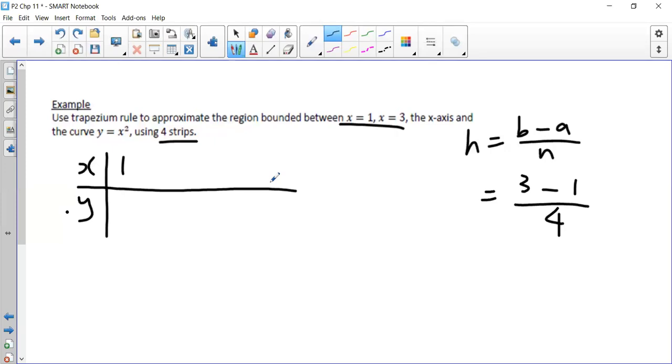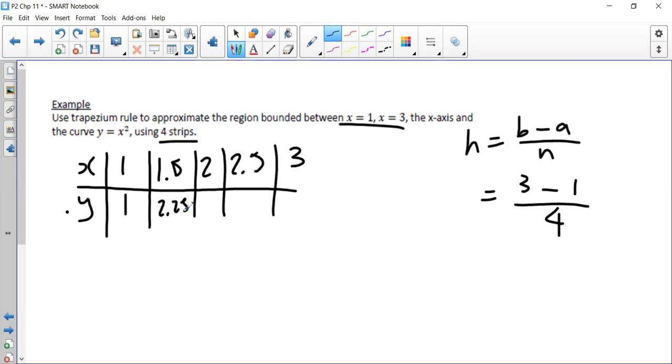Usually, the exam will have given you the table to fill in, or sometimes the exam will give you most of the numbers and ask you to work out, filling the gaps. So 1 here, 1.5, 2, 2.5, and 3. So 1, 2.25, 4, 6.25, and then 9. So again, the question is, sir, there are 4 strips. How are there 5 columns?